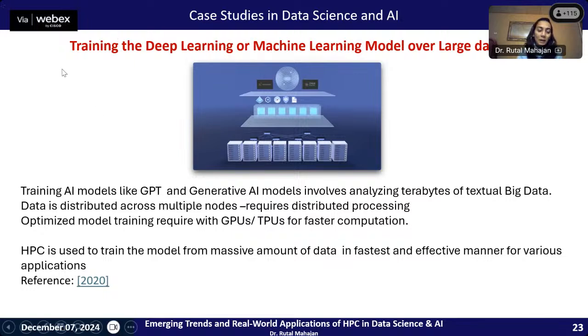Another type of example is training deep learning or machine learning models over large datasets. Here we can see training AI models like GPT, generative pre-trained models, which involves analyzing terabytes and petabytes of textual data, of big data.